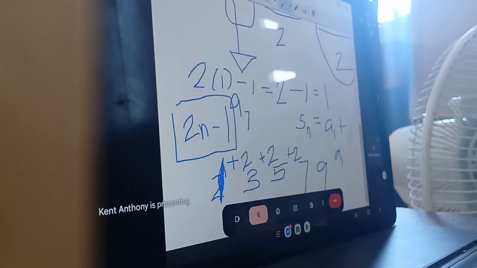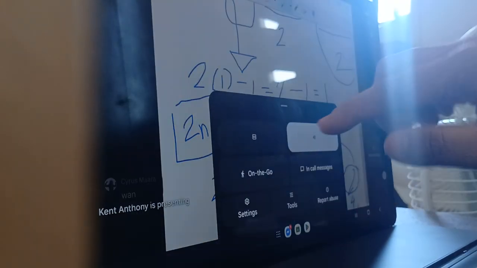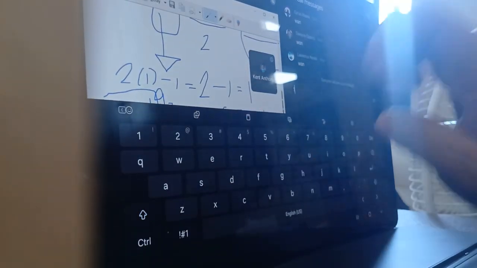Then the next is 4, the next is 6. But you're only asked for 1, 3, 5. So what number, when you subtract it from 2, gives 1? Comment in the chat box. What do you subtract from 2 so the result is 1? That is 1.